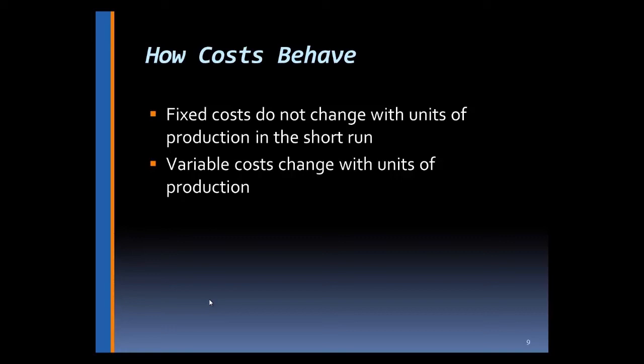And what is the short run? Maybe, let's assume for right now that it's a year. It could be 6 months, it could be 2 years. Variable costs change with the units of production. So if you didn't produce anything, you wouldn't have any variable manufacturing costs.